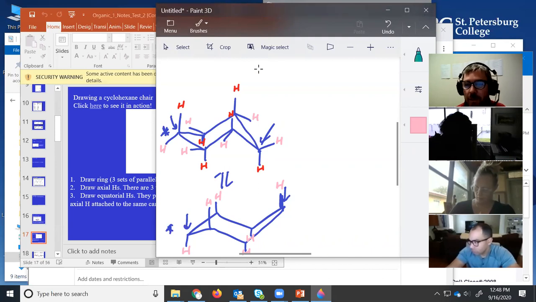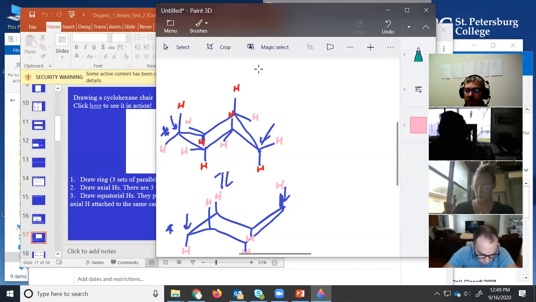But here's what's really important here. You'll notice that if it was equatorial sticking up, it's still axial sticking up. And if it was equatorial sticking down, it's now axial sticking down. So they're not changing their orientation on the ring per se. They're just changing their position from axial to equatorial or vice versa.